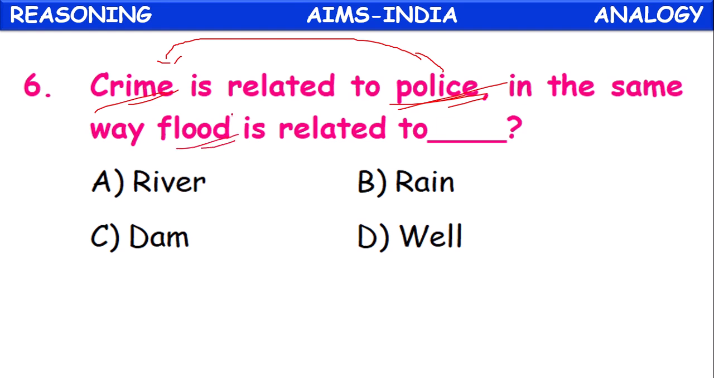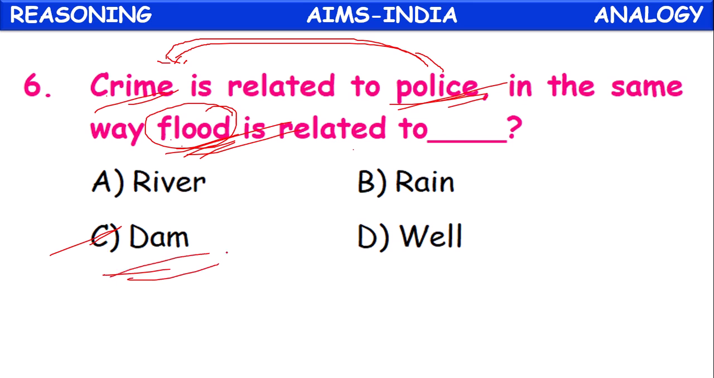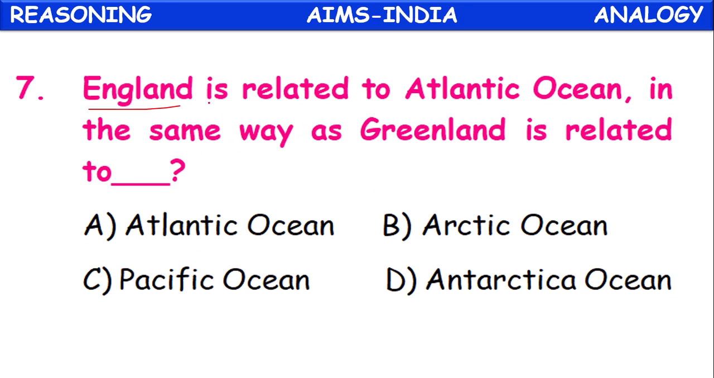Crime is related to police. The main duty of police is to prevent crime, to stop crime. In the same way, flood is related to what? Flood means flow of water in large amounts. So flood is related to dam. Police will stop the crime. Floods will be stopped by the dam. We construct dams to stop the floods.